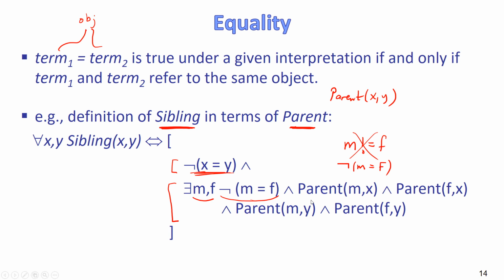Okay, we cannot do that here because parent is not a function. Parent doesn't refer to an object. Parent is a relation. If you define parent as a function, yes, you can do that. But in that case, you don't say X value. You say just parent of M, and that will refer to one parent of M. Sorry, parents of X in this way. That will refer to one of the parents of X. But in this example, parent is a relation, not a function.